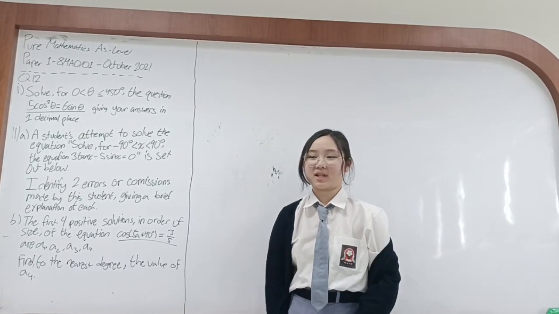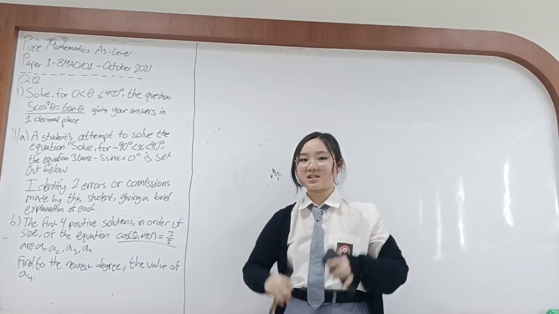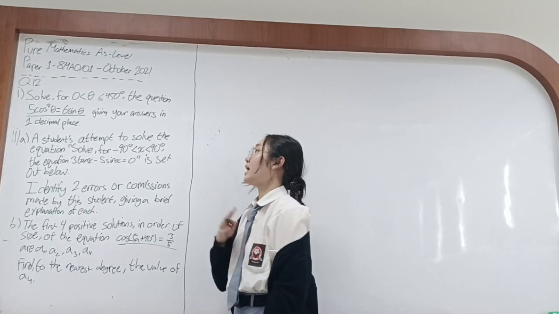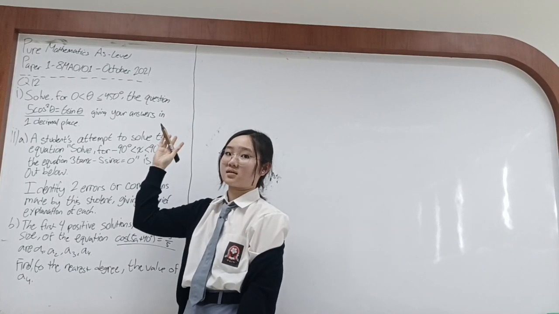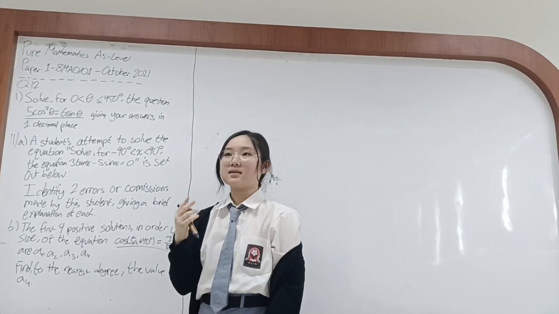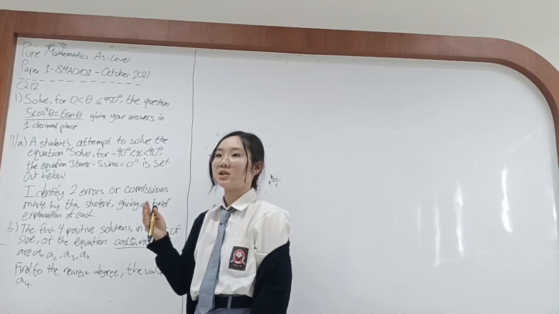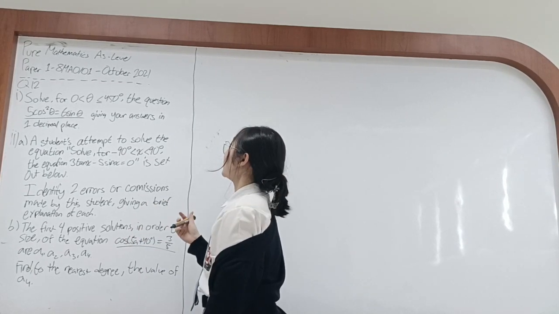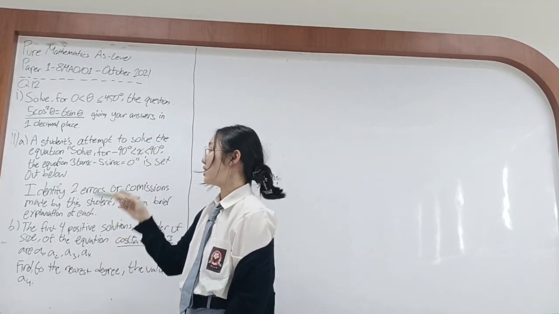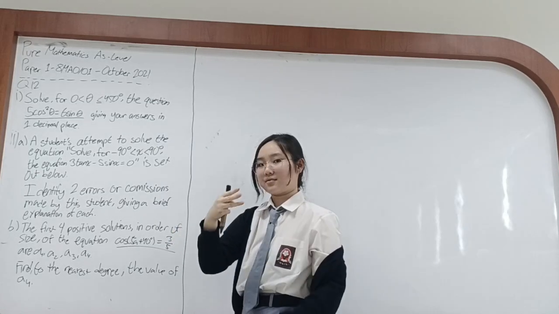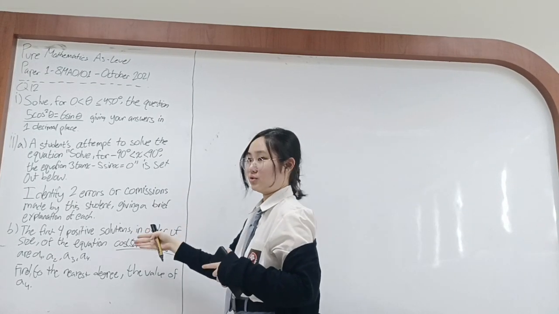Hi Miss Beth, I'm Kate and now I'll be doing my part for this video. For my part, I'll be taking from Pure Mathematics AS level, paper 1 with the code 8MA0/01 from October 2021. I take it from question 12, and here are all the questions I have. I have 3 questions, each of them are children.